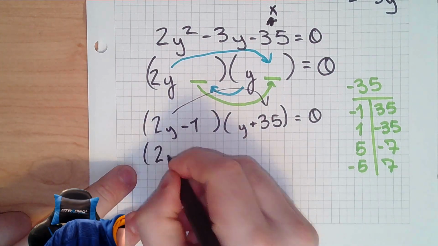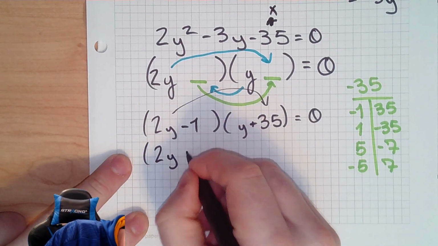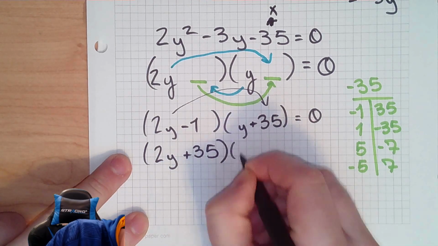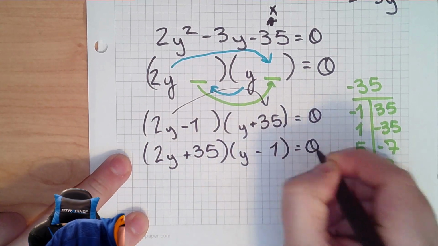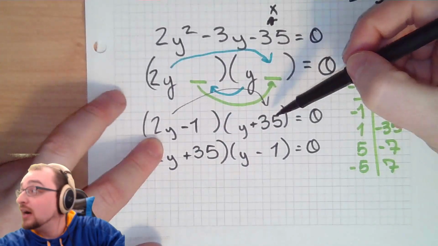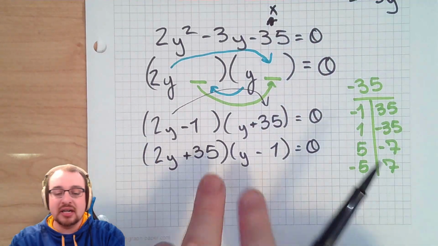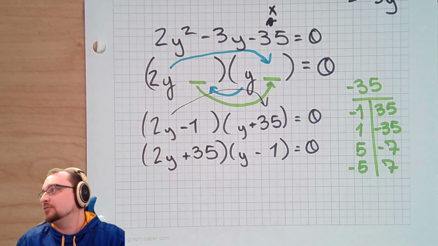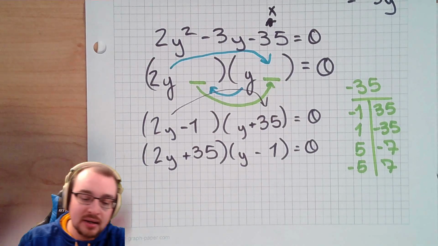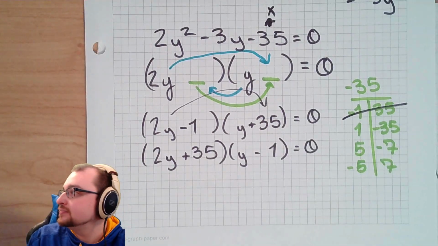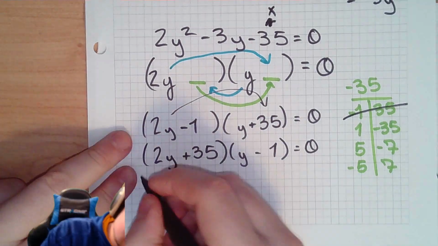If I flip them around and put positive 35 here and negative 1 there, now instead of the 2 doubling the 35, it'll double the 1, but we're still going to get 35 y's minus 2. That's not negative 3. So I don't think that's what we want to do. Let's look at the 5s and the 7s.